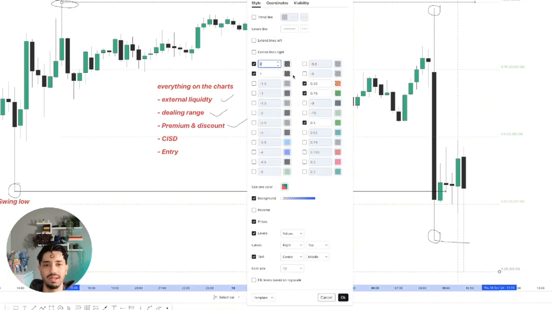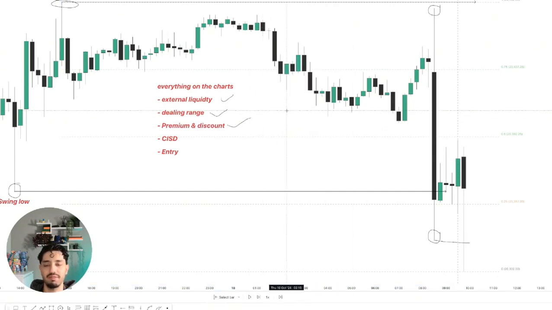So if you don't have my levels for premium and discount, right here we have 0, 1, 0.5, 0.75, and 0.25. So if you want to take a screenshot of this, feel free to do so, because this is how you're going to view premium and discount and what we're about to get into right now. So you can see everything is coming together.